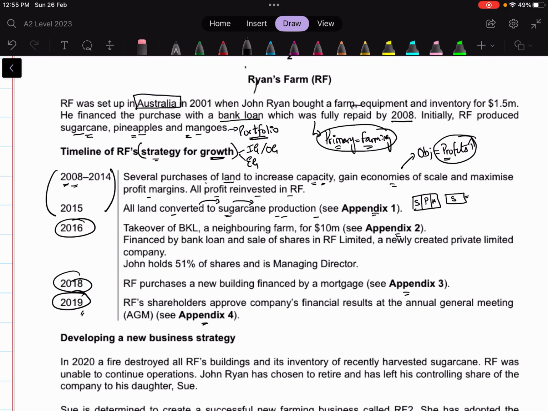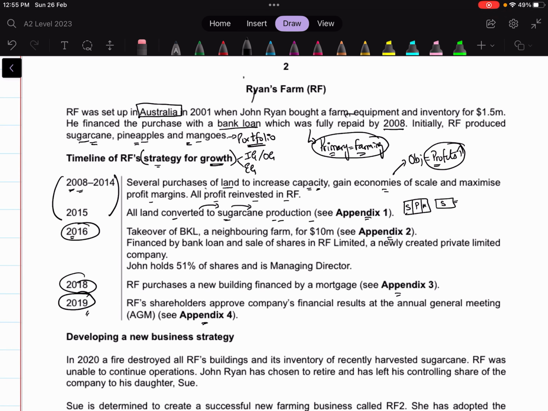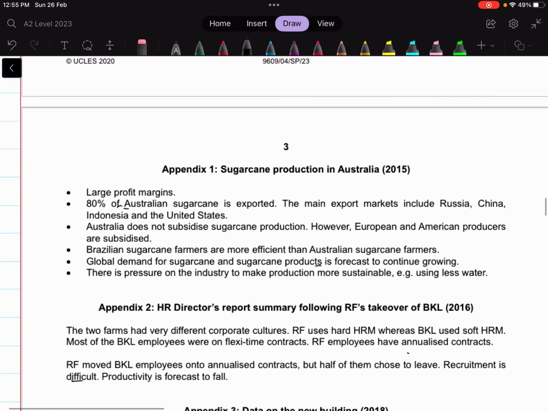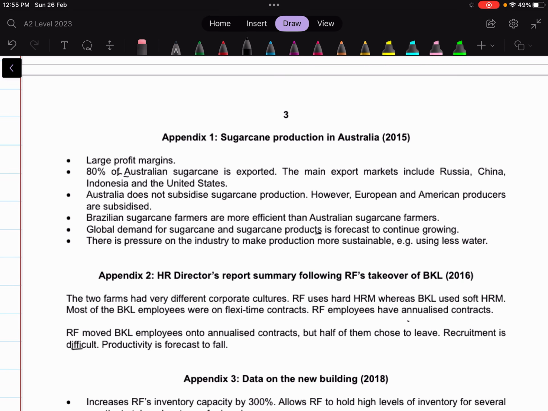Now before we move on to 2016, I would suggest that we go through the appendix 1 that has been given to us. Alright, so sugarcane production in Australia. Now remember that Australia is our home country. So large profit margins. And then it's written 80% of Australian sugarcane is exported. The main export markets include Russia, China, Indonesia, and the United States. Australia does not subsidize sugarcane production. However, European and American producers are subsidized.